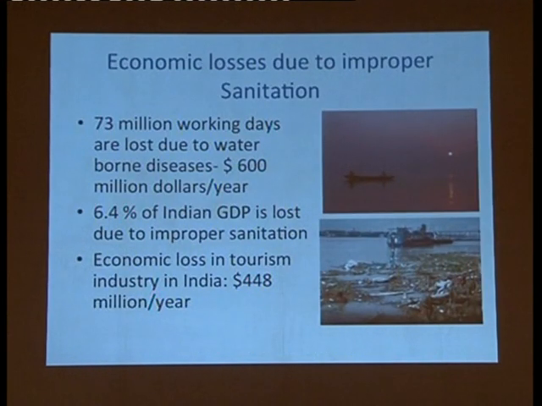And are we paying a price for this? Around 73 million working days are lost due to waterborne diseases. That means around $600 million per year. This was the report in 2011, and 6.4% of Indian GDP is lost due to improper sanitation. And the economic loss in the tourism industry in India is around 448 million per year. Definitely nobody wants to go for sightseeing in this type of river. Everybody prefers to go for rivers like this.